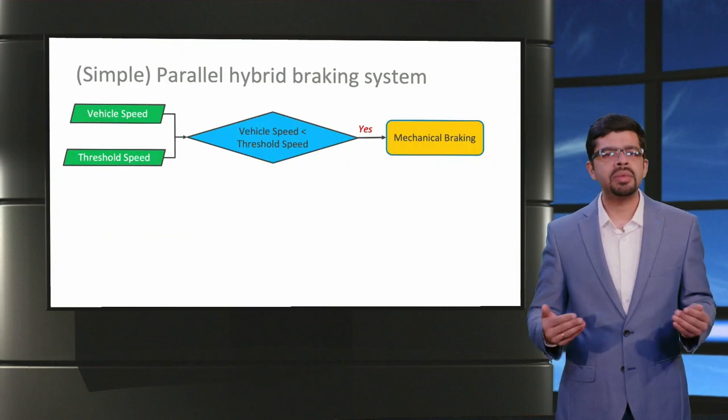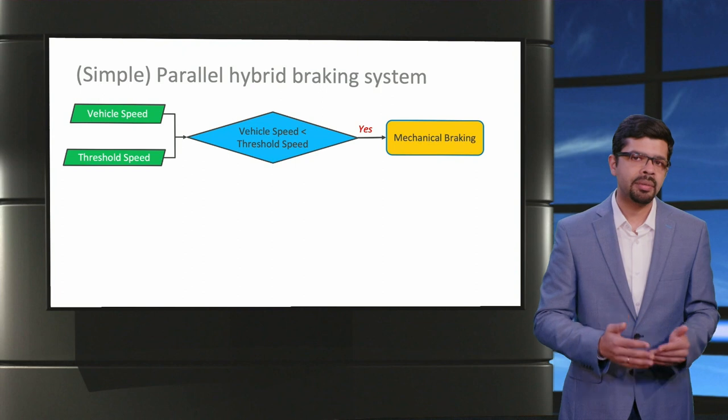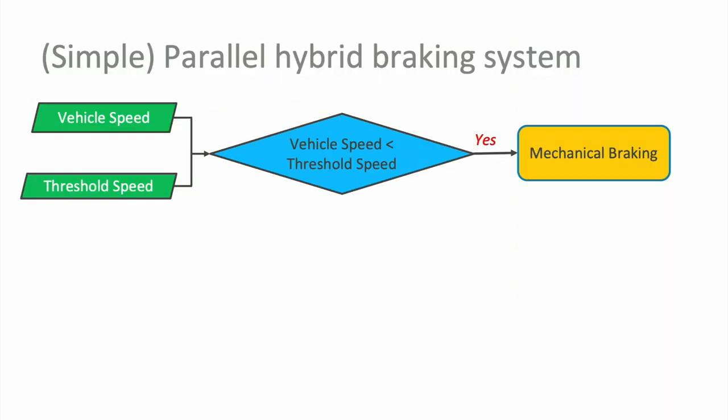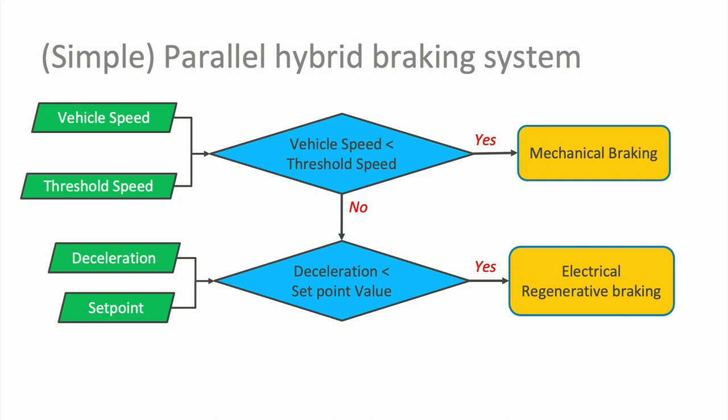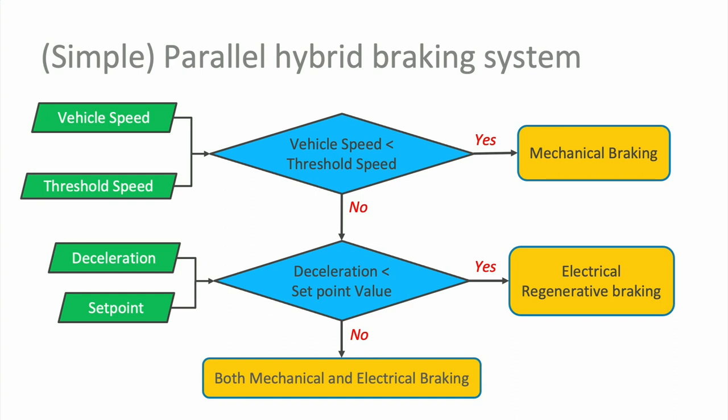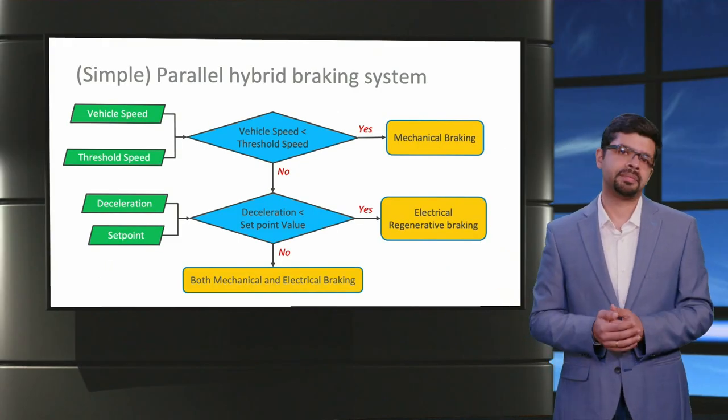Let's look at the simple implementation of a parallel regenerative hybrid brake system. The vehicle controller determines the braking force and the mode depending on the vehicle speed and the required deceleration rate. While braking, if the vehicle speed is lesser than the threshold, only the mechanical brake is activated. At speeds greater than this threshold, and when the deceleration is less than a set point value, the electric regenerative braking system is used exclusively. Further, when the deceleration required is larger than the set point, both the mechanical and regenerative braking systems are deployed.